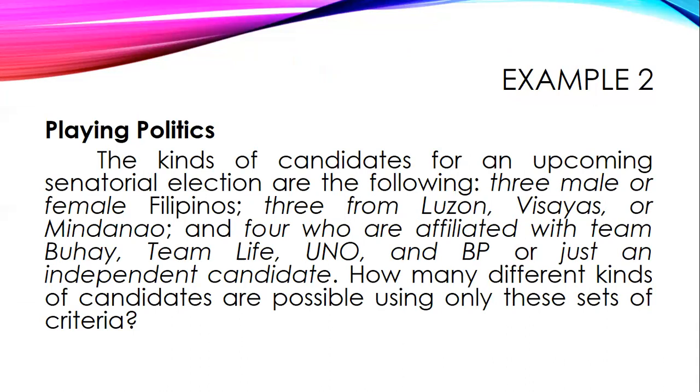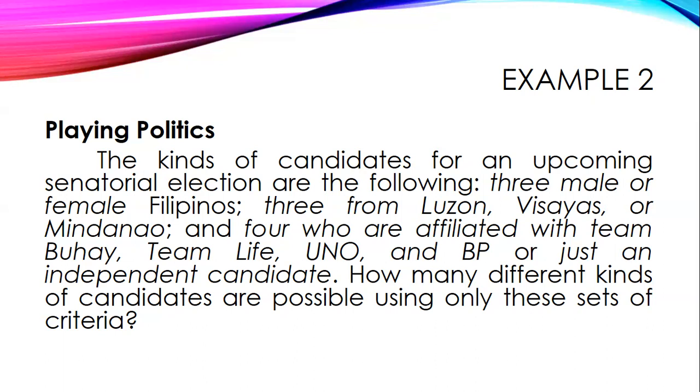So ito naman, playing politics. Okay? The kinds of candidates for an upcoming senatorial election are the following: 3 male or female Filipinos, 3 from Luzon, Visayas or Mindanao, and 4 who are affiliated with Team Buhay, Team Life, UNO, and BP, or just an independent candidate. How many different kinds of candidates are possible using only these sets of criteria? So, ang hinahanap dito is yung possible candidates using only these sets of criteria.